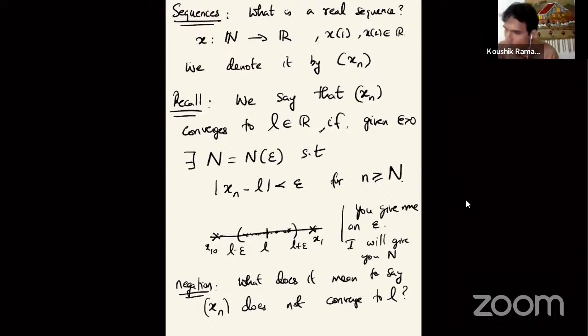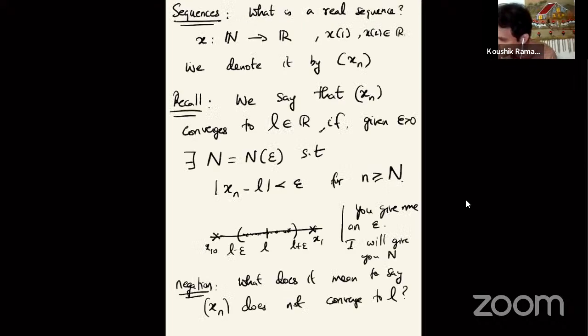Okay. So what is the negation of this statement? What does it mean to say that x_n does not converge to this number L? Anyone? I can find an epsilon. Yeah. Whatever N you give, I can find some n bigger than that N such that the element does not lie in that interval. Okay, so it means that.